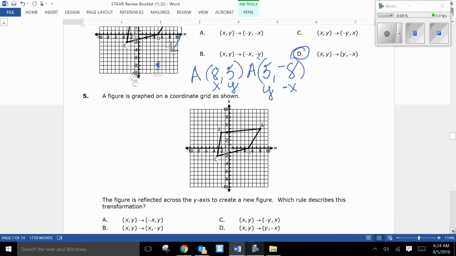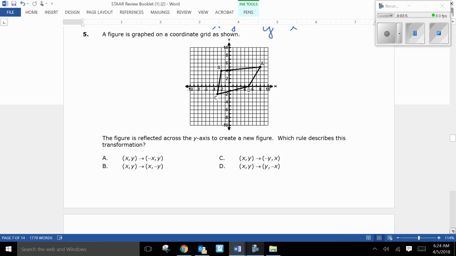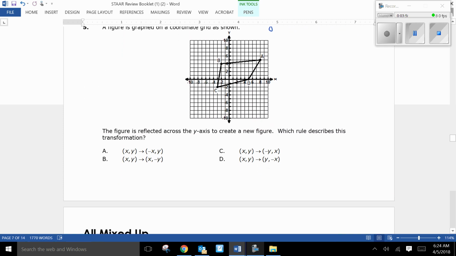Number 5, a figure is graphed on a coordinate grid as shown. The figure is reflected across the Y-axis to create a new figure. Which rule describes this transformation? Okay, so I probably would use my patty paper again. So I want to go across my Y-axis and I want a reflection. So for example, if A here is located 8 away from my Y-axis, it's going to be located 8 away from my Y-axis on the other side.